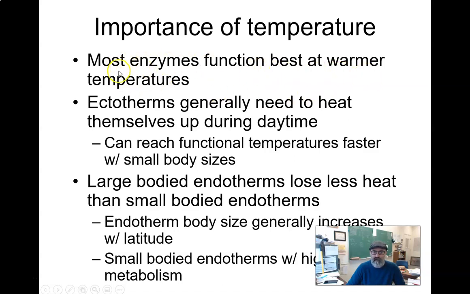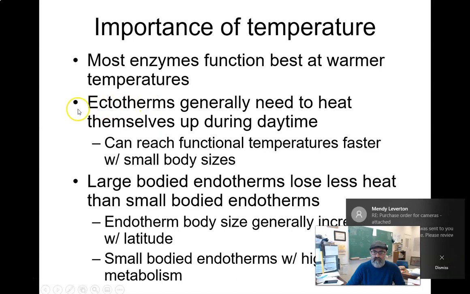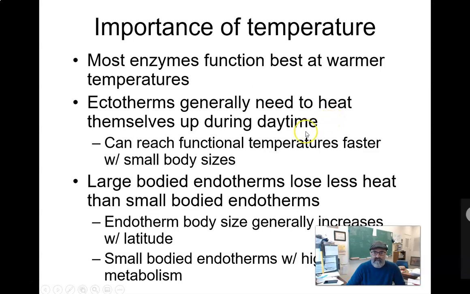So there's a perfect spot where enzymes work in temperature. So ectotherms need to heat themselves up during the daytime, right? They can reach functional temperatures faster with smaller body sizes. So on a day like today, a small lizard can get up to body temperature more quickly than a big lizard. So you're likely to see almost any day of the year in Georgia, you can go out and find some type of vertebrate animal, right? And those smaller animals have more surface area. They can absorb more heat more quickly.